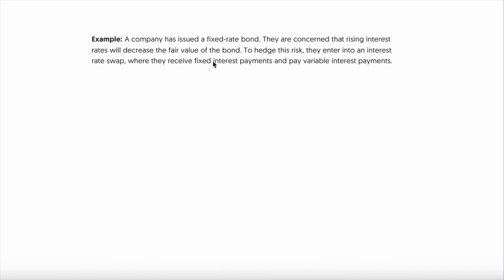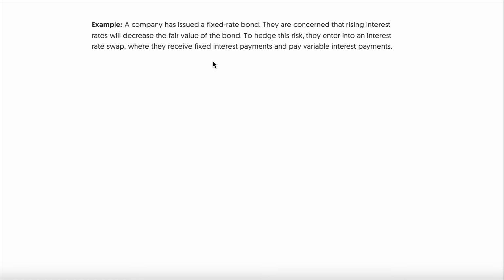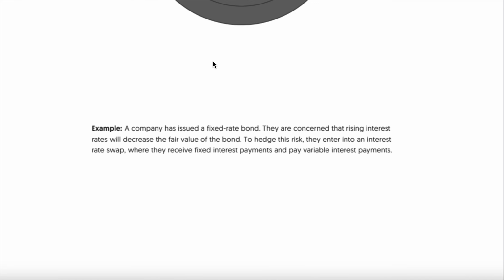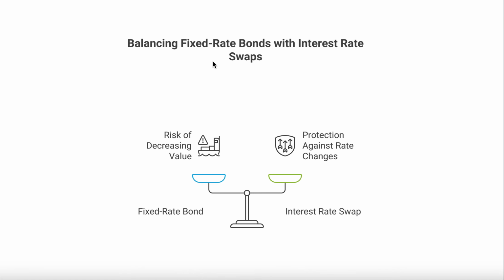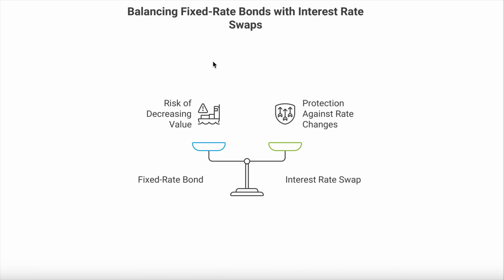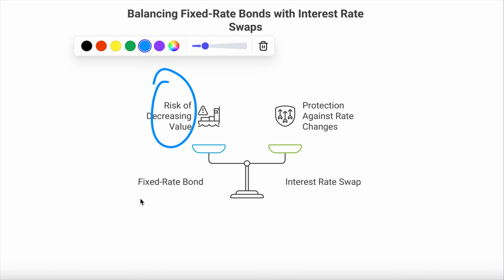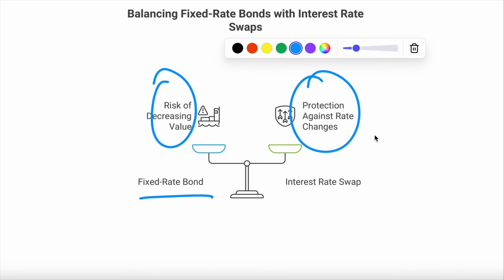So let's see an example. A company has issued a fixed rate bond. They're concerned that rising interest rates will decrease the fair value of the bond. To hedge this risk, they enter into an interest rate swap where they receive fixed interest payments and pay variable interest payments. Now, in this case, as you can see, the risk of decreasing value, protection against changes.